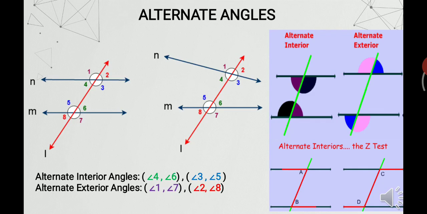But the angles which are interior angles and on the alternate side of the transversal, for example angle 4 and angle 6, are interior angles and at the same time on either side of the transversal, so they are called alternate interior angles. Similarly, angle 1 and angle 7 are exterior angles and on either side of the transversal, so they are called alternate exterior angles. Similarly, you can find the other pairs of alternate interior and alternate exterior angles.